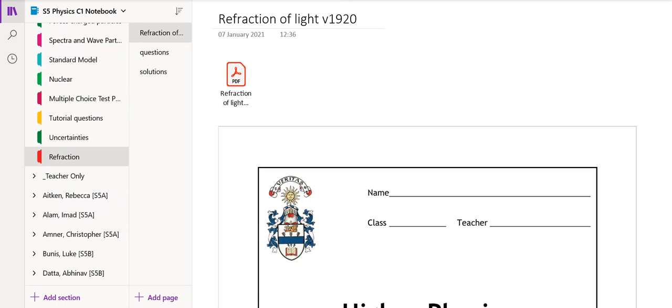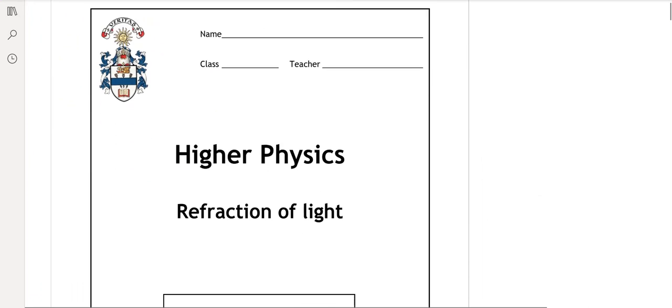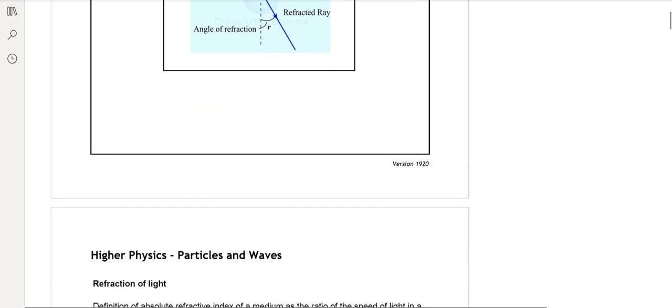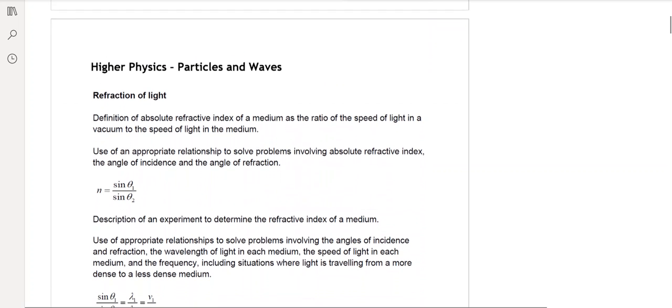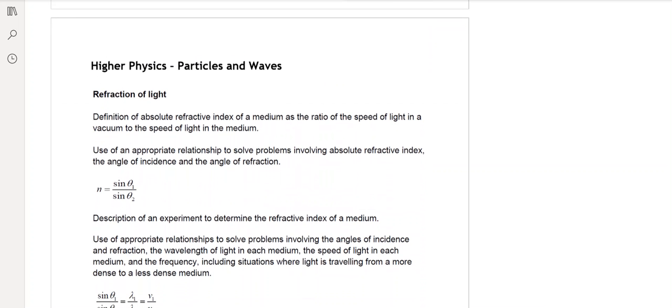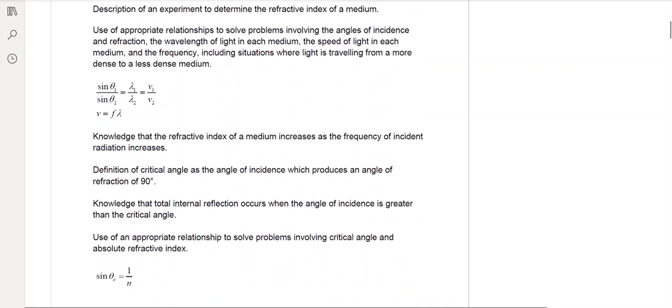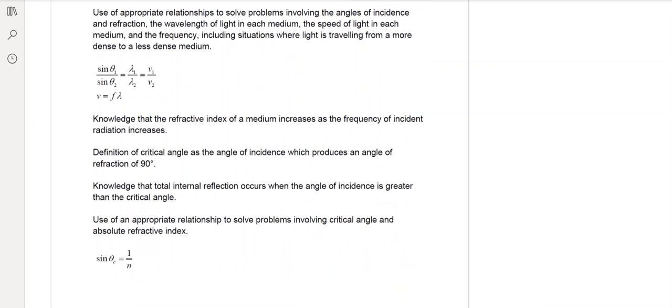So today, refraction of light, and this topic has a little bit of the course from National 5 to begin with. Refraction leads on from our reflection topic, which we looked at. So our learning outcomes you can find here at the start of the booklet, some new formulas that we're going to use, and what are the things you need to know to make sure that you are ready to answer any exam questions on this topic.